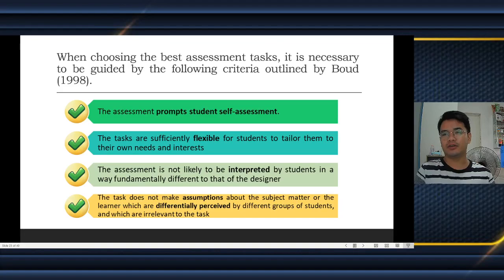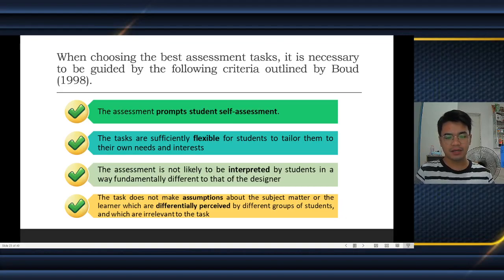Tasks that could explore their creative side and individuality. Okay? The assessment is not likely to be interpreted by students in a way fundamentally different from that of the designer. Kaya nga importante na naipapaliwanag natin ng maigi sa ating mga estudyante kung ano yung ine-expect natin sa kanila. It would help if you show them an exemplar. Okay? If you have been doing this performance task for a couple of years already, then you could show them an exemplar of what they are expected to do or expected to demonstrate in the performance task.